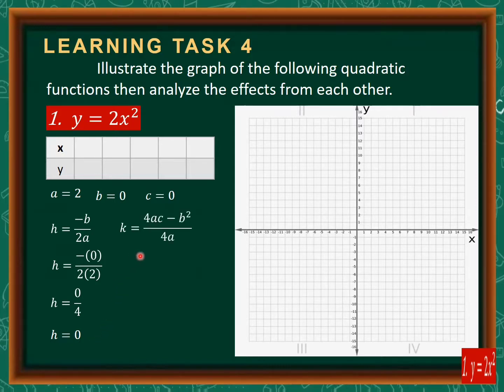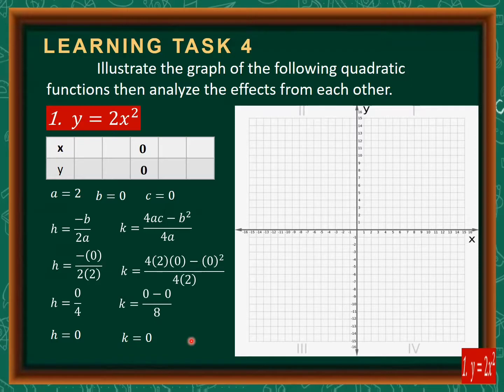So k, following the formula, we have 4ac minus b squared all over 4a. Substituting the values, we have 4 times 2 times 0, then 0 squared all over 4 times 2. 4 times 2 times 0 is equal to 0. 0 squared, 0. 4 times 2, 8. 0 minus 0, 0. Divided by 8, and that is 0. So, meaning to say, our h and k, or our vertex, is 0 and 0.